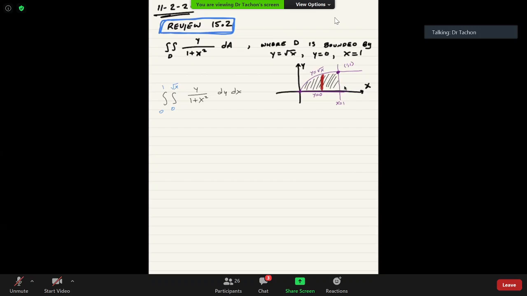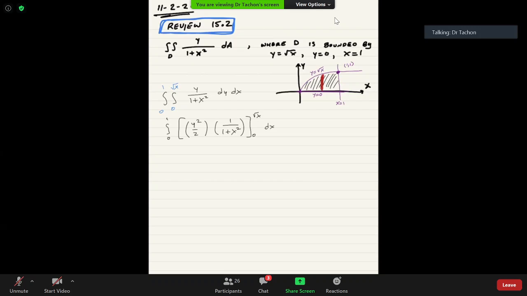Even when it's time for a quiz and a test, you have to go solve it, but you've got to set it up right. Integrate with respect to y first, so whatever x squared is going to be constant. The 0 to 1 stays out here. You're going to have y squared over 2, and just bring along the 1 over 1 plus x squared. We're going to evaluate this from 0 to radical x, and then dx.